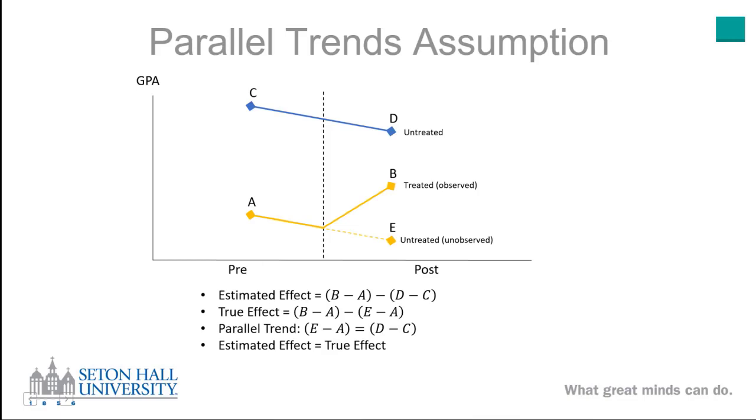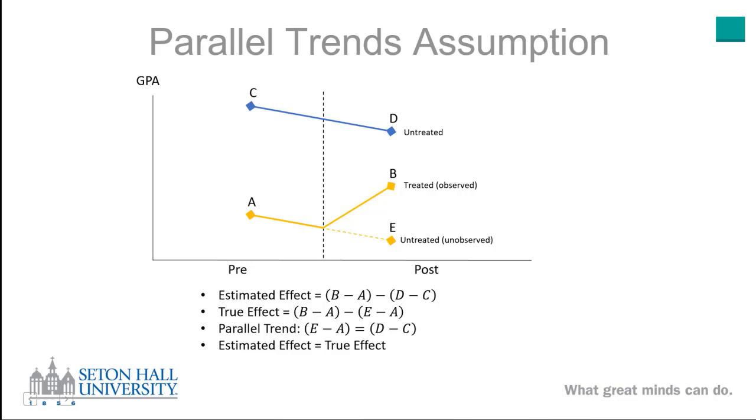So why does this work? Let's say we introduce some sort of intervention that we expect will raise GPAs, like a nutritional breakfast. On the left we have our GPA values before we introduce the nutritional breakfast, and on the right we have our GPA values after we introduced it. The orange is the treatment group and the blue is the control group.